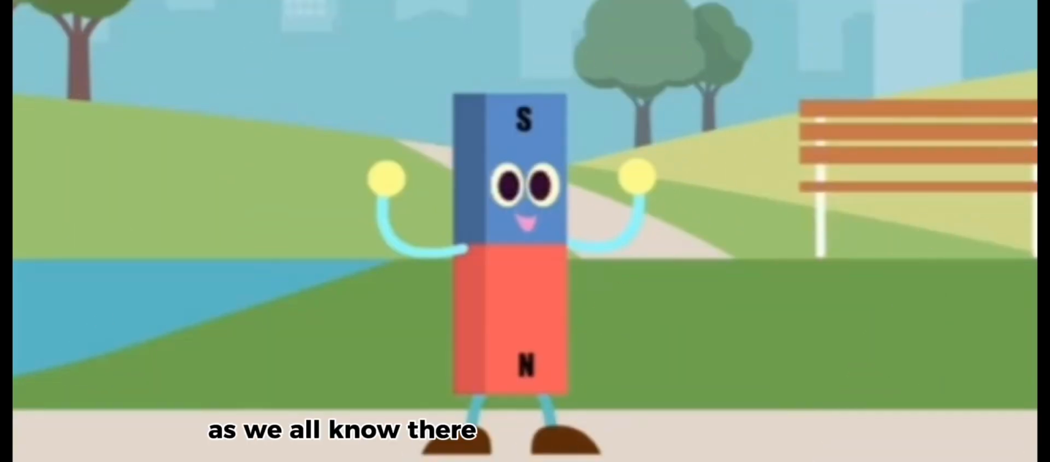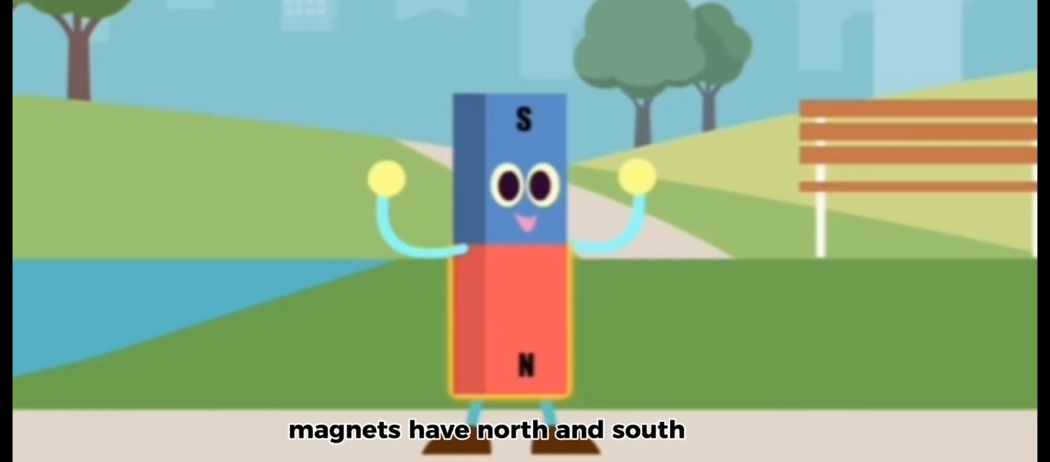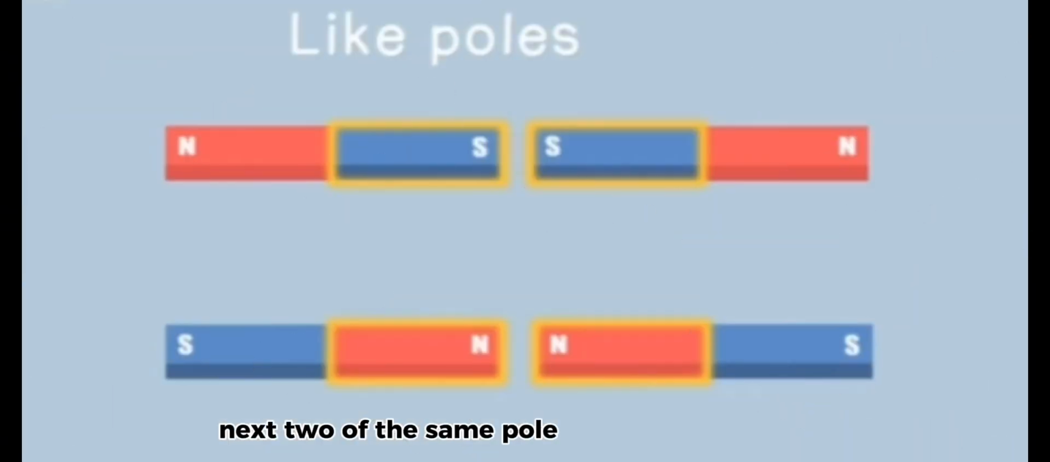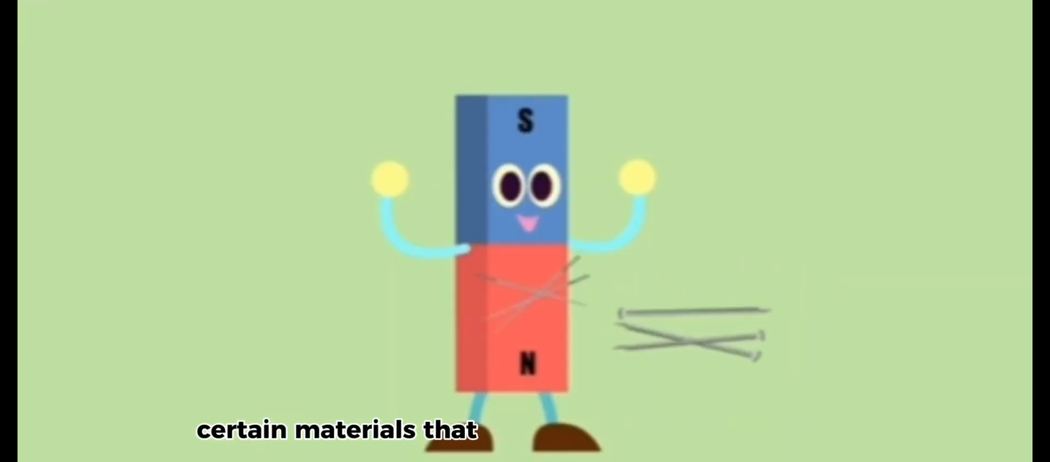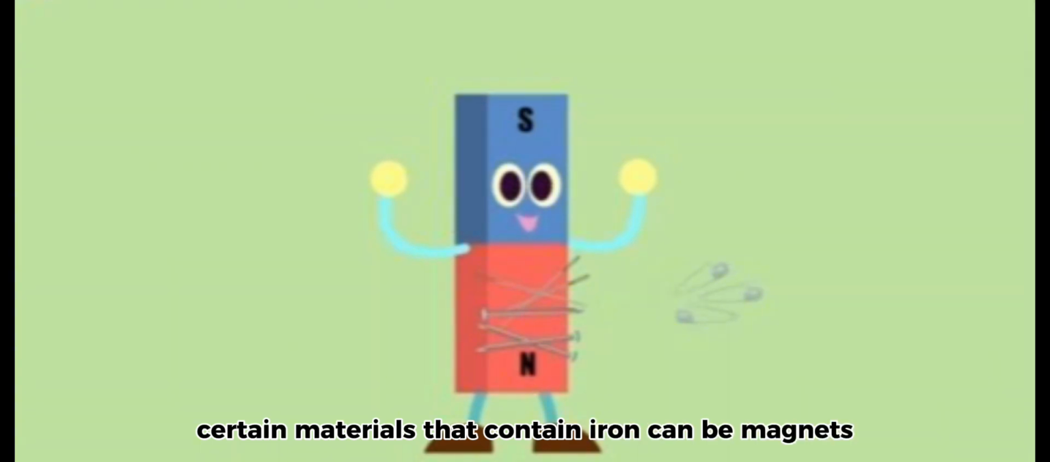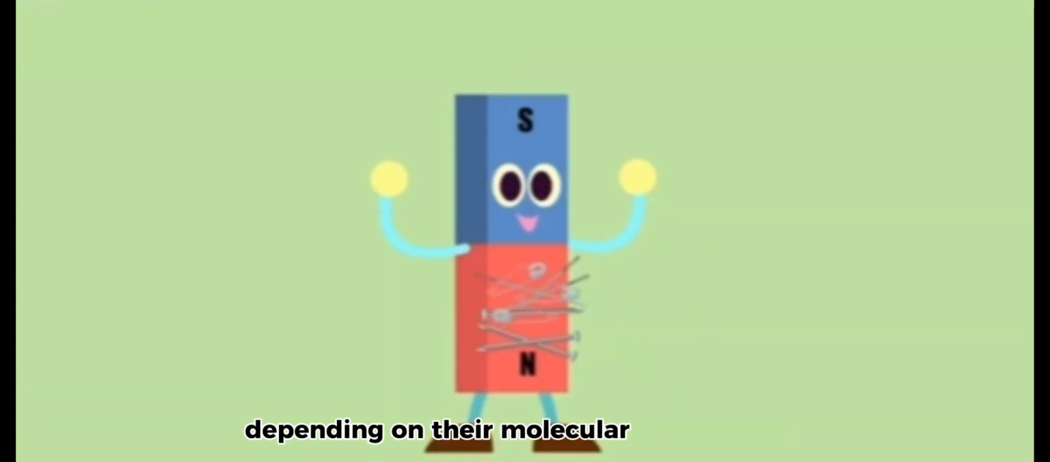As we all know, there are some basics of magnets. Magnets have north and south poles. Next, two of the same poles will repel each other, while opposite poles will attract each other. Only certain materials that contain iron can be magnets, depending on their molecular arrangement.